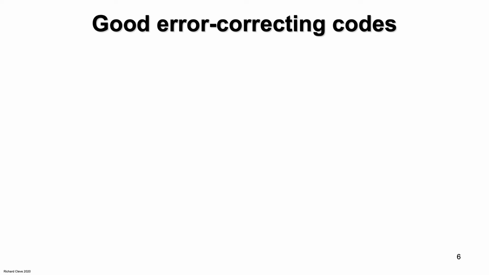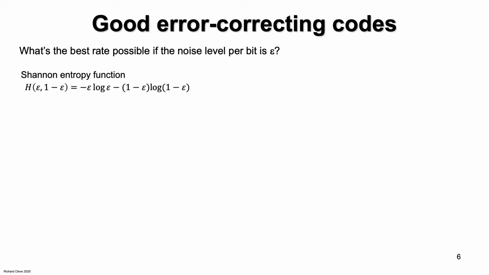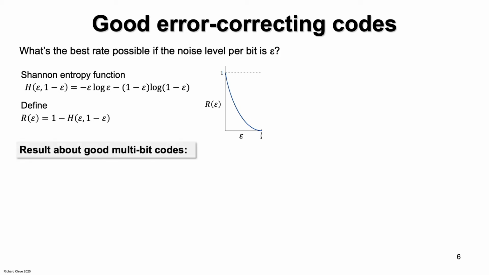Suppose that the error model is a binary symmetric channel with parameter epsilon for each bit. What's the best rate possible? The Shannon entropy of the probability vector (epsilon, 1 minus epsilon) is defined as this expression. Define R of epsilon as 1 minus the Shannon entropy. Here is a plot of this function. I'm now going to state the result about good multi-bit error correcting codes.